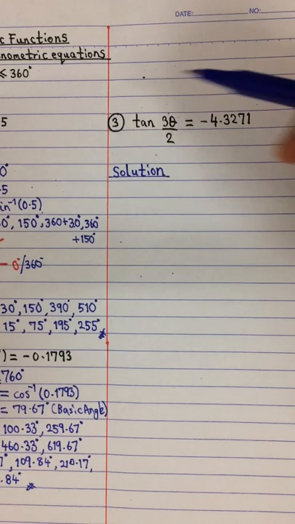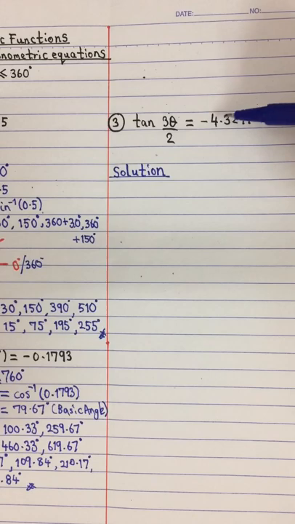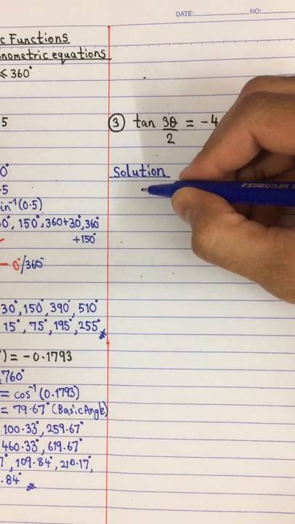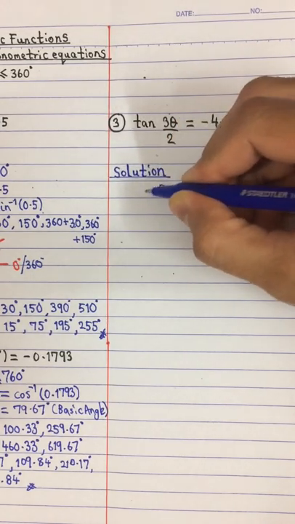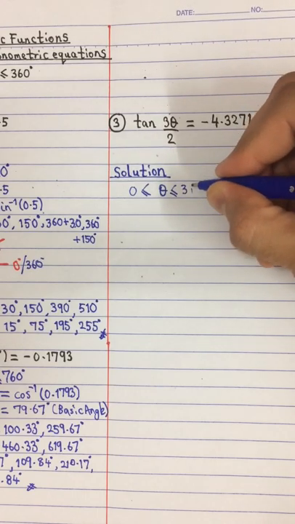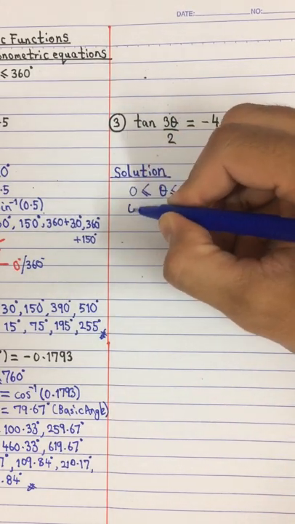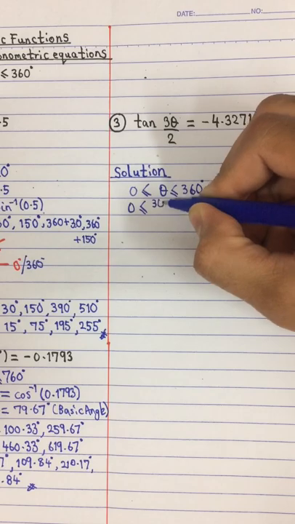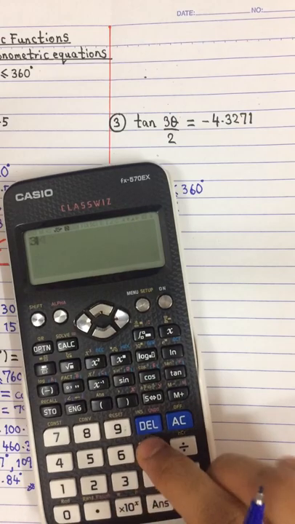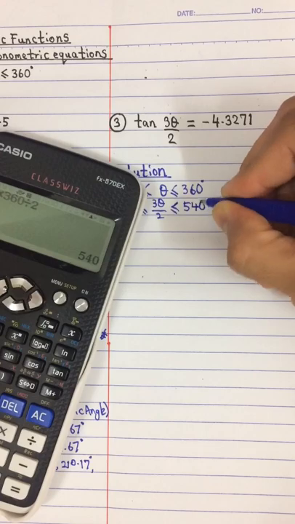This is the last example, example number 3. Okay, solve tangent 3 theta over 2 equals negative 4.3271. First, you have to change the range of your answer, because our theta starts from 0 until 360. If you modify your range, 3 times 0 divided by 2 still gives you 0, and then you have 3 theta over 2. And then you times 3 times 360 divided by 2, which gives you 540. So this is our new range.